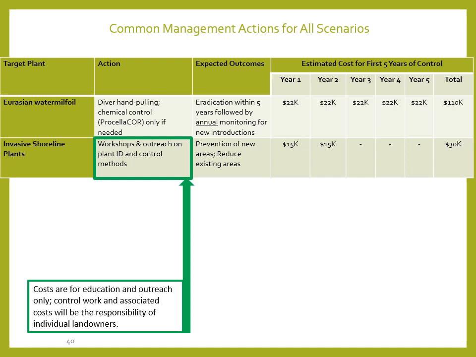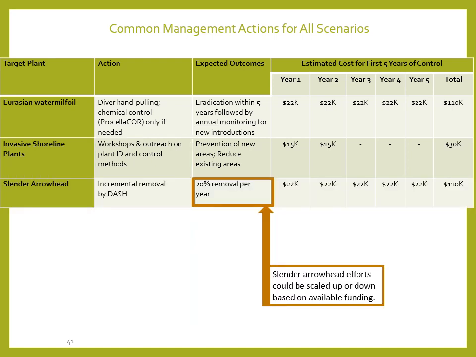All management scenarios for fragrant water lily address invasive shoreline plants. The management goal for this group of target plants, which includes invasive knotweed, purple loosestrife, and yellow flag iris, is to prevent the spread of these species to new areas within the lake and to reduce existing populations. This will be accomplished by individual landowners following workshops and outreach tools to properly ID plants and present control options. The cost associated with these actions is estimated at $15,000 per year for the first 2 years.